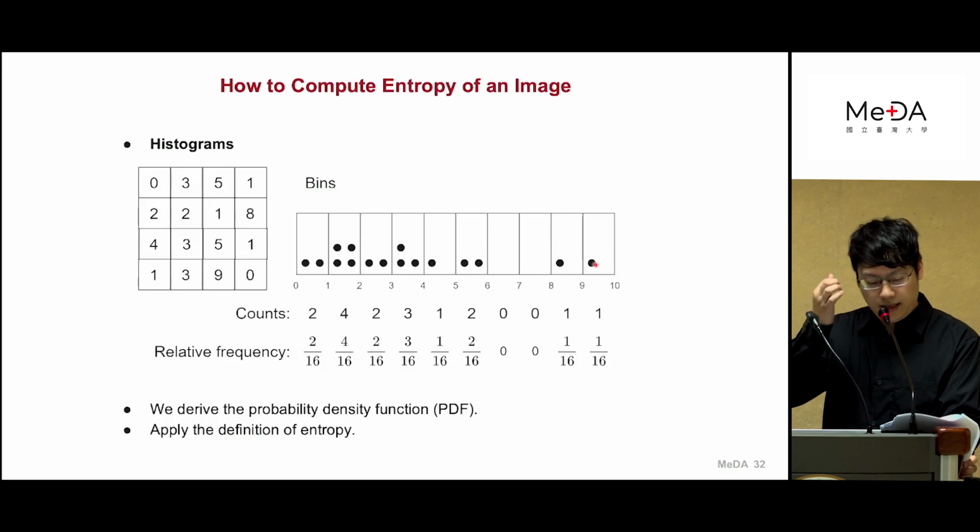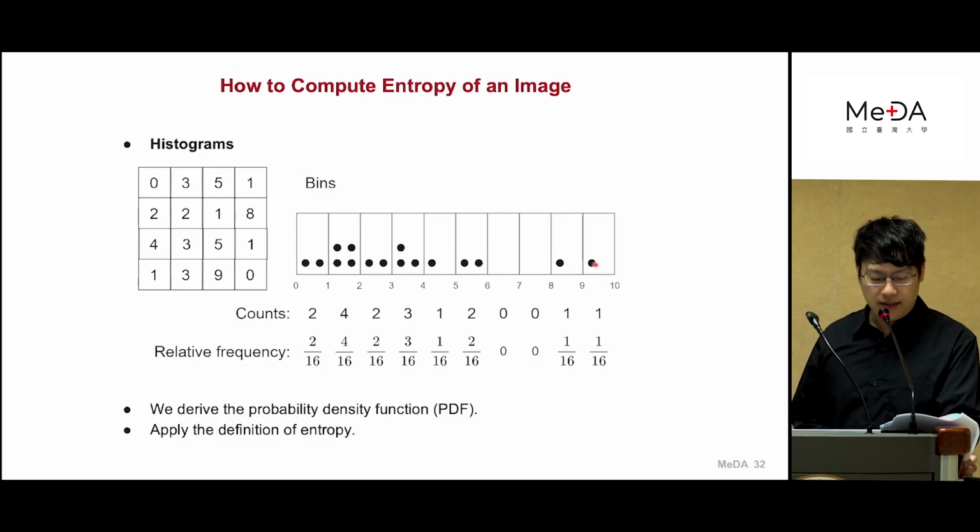Next, let's discuss how to calculate the entropy of an image. Consider an image with pixel values shown in this figure. First, we create a histogram for each pixel value. For example, there are 2 pixels larger or equal to 0. So this bin has 2 components.